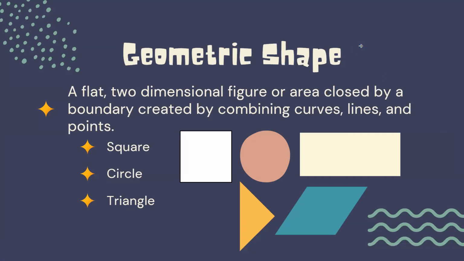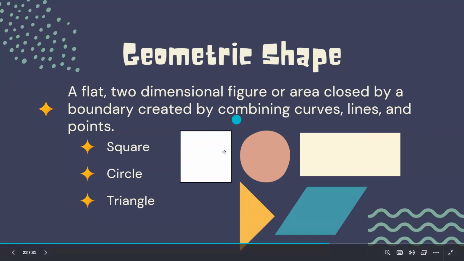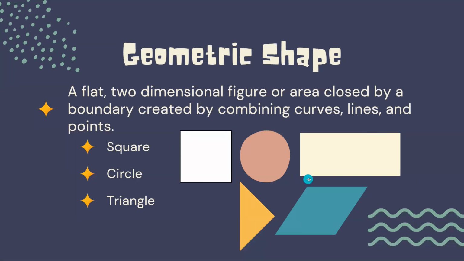If you didn't pull out your notebook yet and you need to take some notes, that is a good idea. So go ahead and pull it out. Geometric shapes here are flat two-dimensional figures or areas closed by a boundary created by combining curves, lines, and points. A good way to think about this is your math shapes: squares, circles, rhombuses, triangles, what have you. They are closed. They have height and width to them. They have curves, lines, and points. That is what a geometric shape is. These are all two-dimensional, 2D.